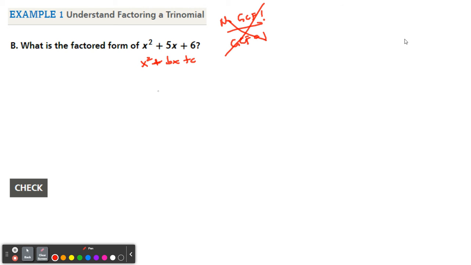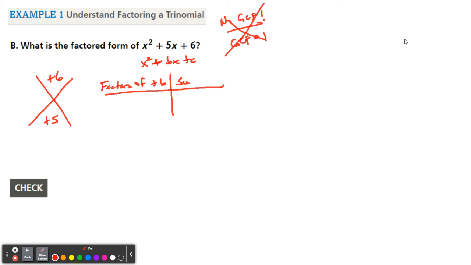Okay, so what we're going to do here is I'm going to do a couple things, right? Let me create my x. Now again, you can do this problem without the x. It just gives you a visual representation, right? So your c value is a positive 6. Your b value is a positive 5. We're looking for our p and q that make this happen. So over here in my table, I want factors of positive 6 that have a sum equal to positive 5, right?